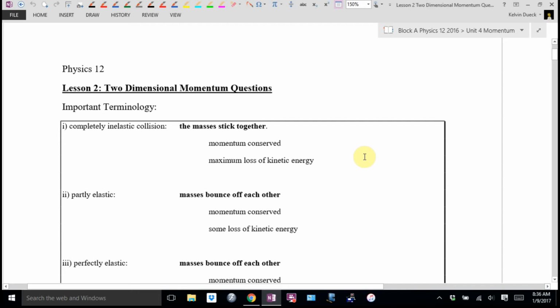Lesson 2, two-dimensional momentum questions. In fact, everything I do for the rest of the unit is really going to be building on this concept. So you really want to focus and pay attention.